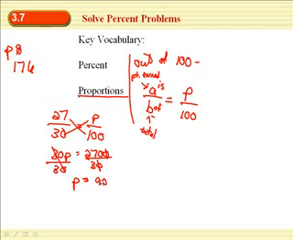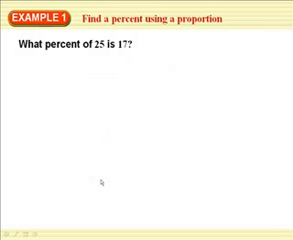That means 27 out of 30 is a 90% for your grade. Always relate it to that, kind of like I relate decimals to money. I relate percents to grades because that's what we use them the most for, and that's what we're familiar with. So let's take a look at this one. What percent of 25 is 17?